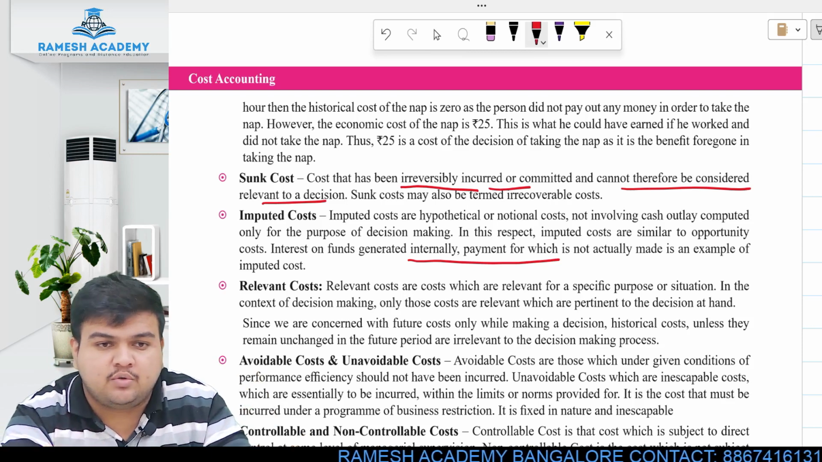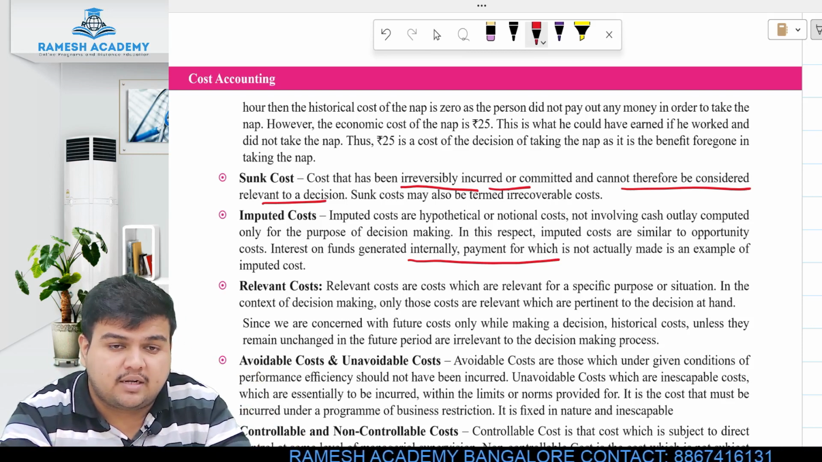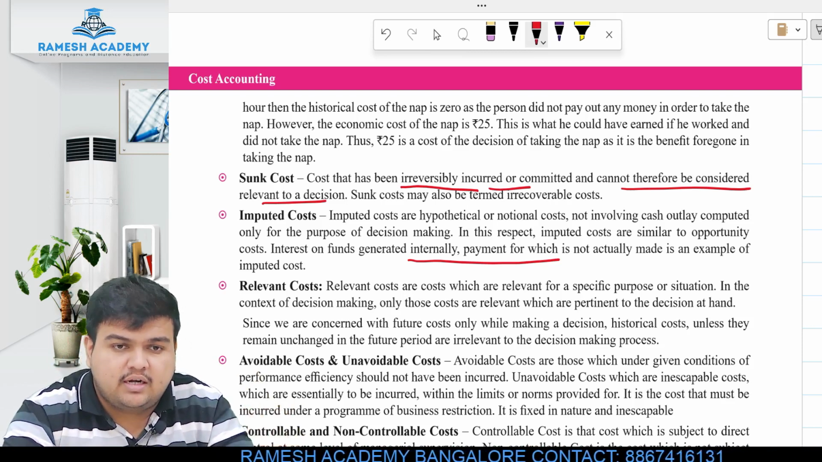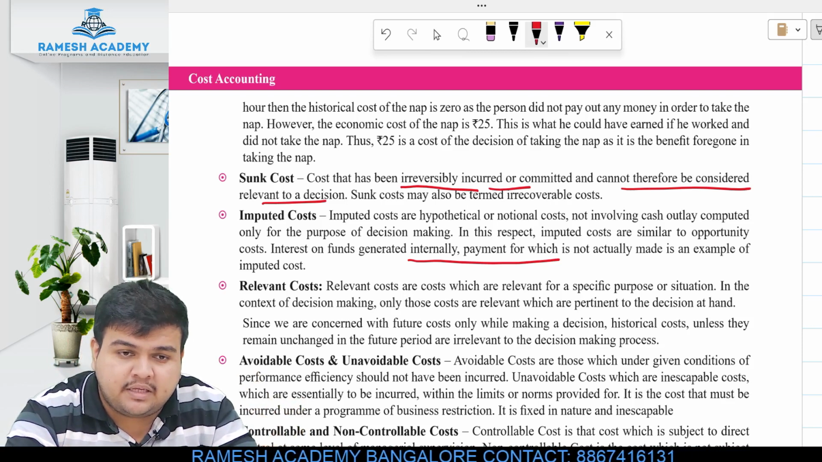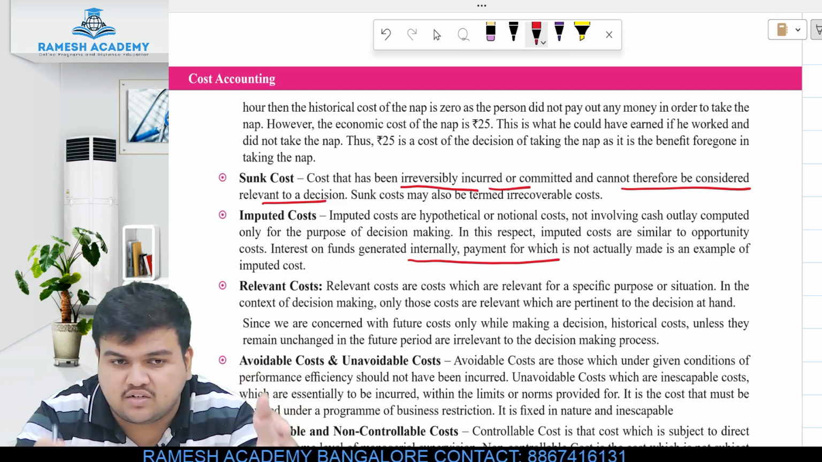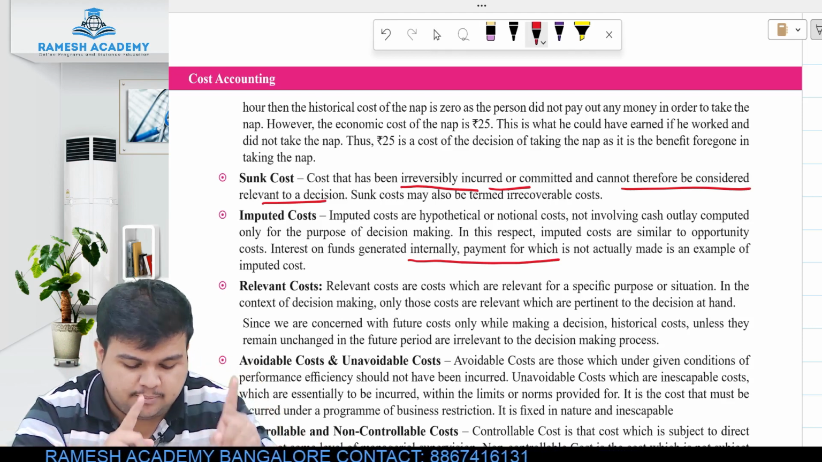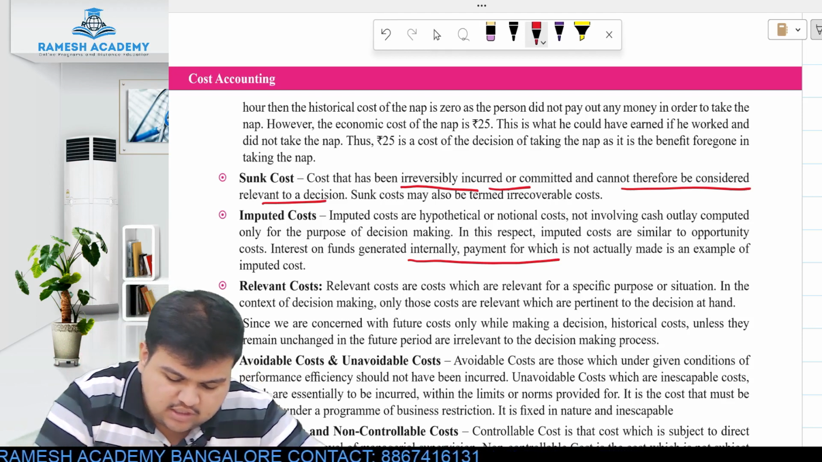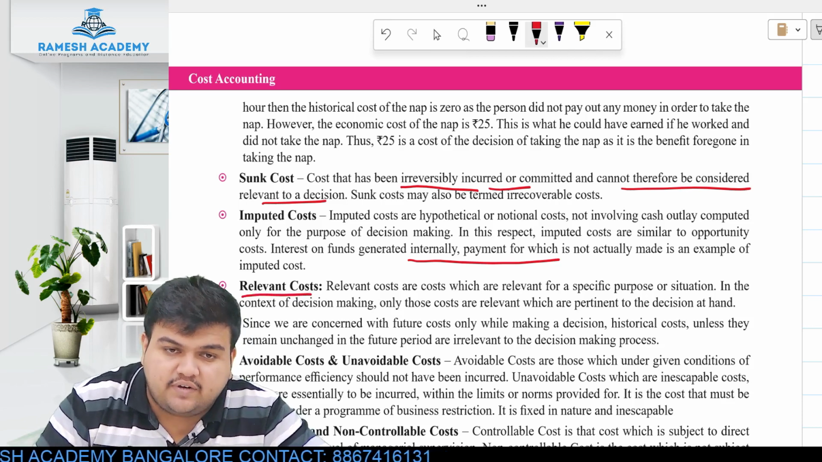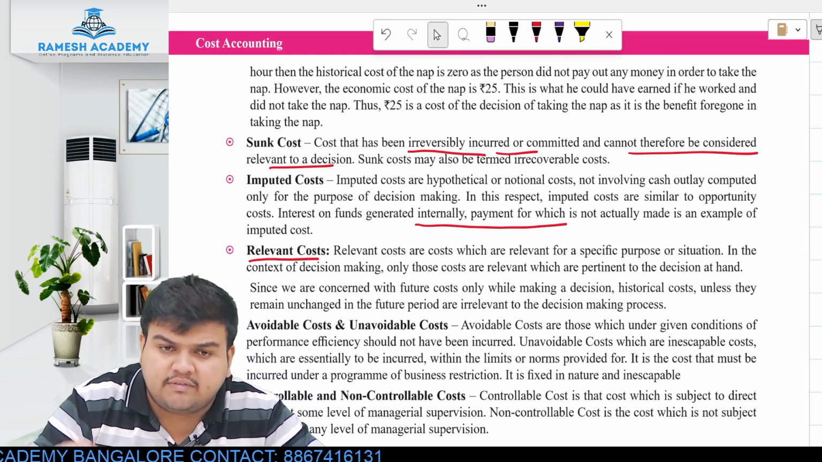It is a company, you pay it to the director. But unless and until it is your own, if it is in the name of the company, does the company pay rent to itself? No. But for the cost purpose, you need to consider this. That is the imputed cost. Relevant cost: relevant costs are those relevant for making decisions, only relevant to that product.